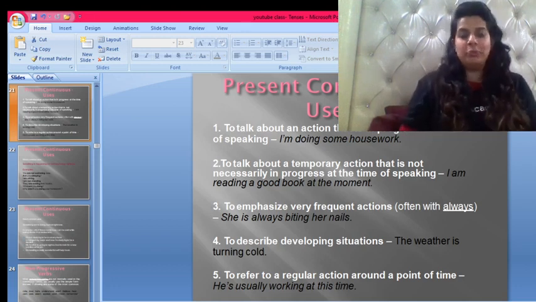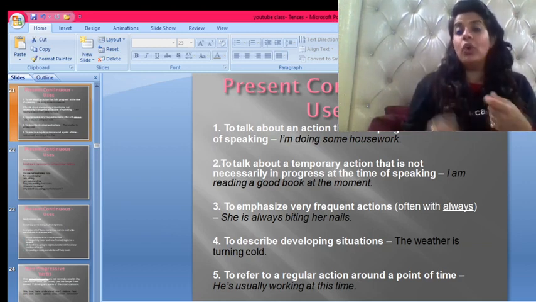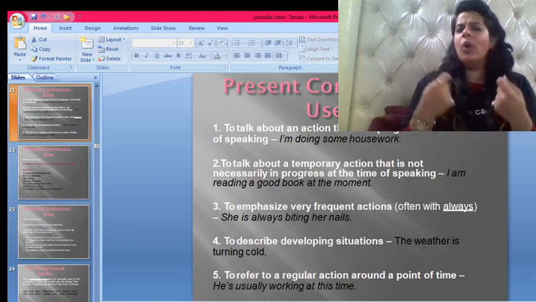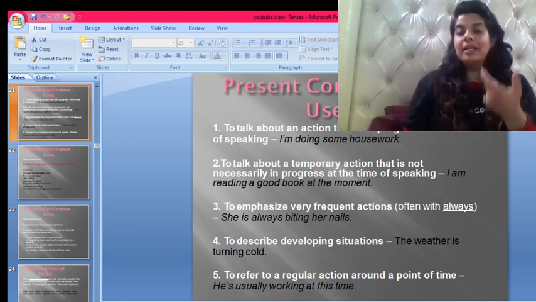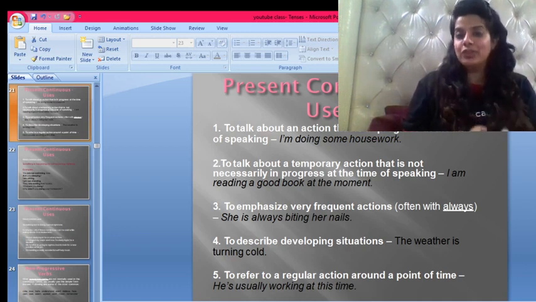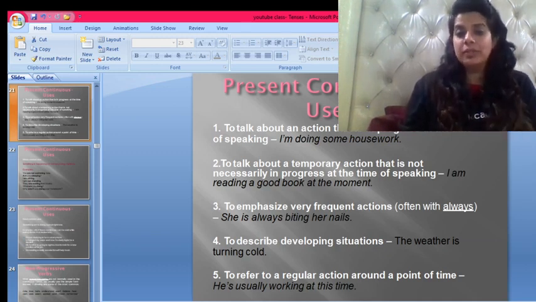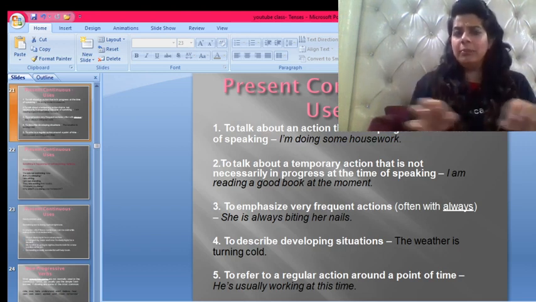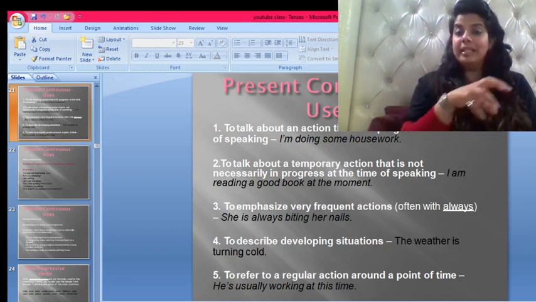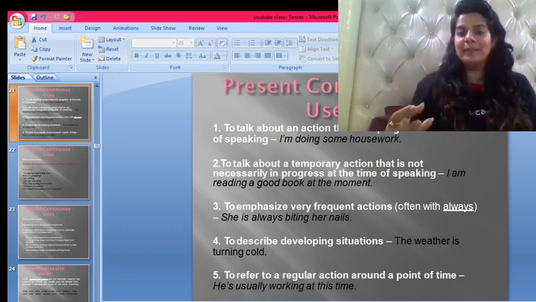Now, the third option could be when I'm emphasizing very frequent actions, and I can use it often with always. She is always biting her nails. I'm emphasizing frequent actions with the word always. So, always biting her nails is present continuous tense. Now, the fourth point could be to describe developing situations. For example, the weather is turning cold these days. It might not be turning right now in the moment, but these days it is turning cold, right?